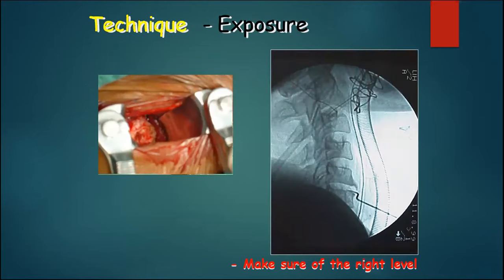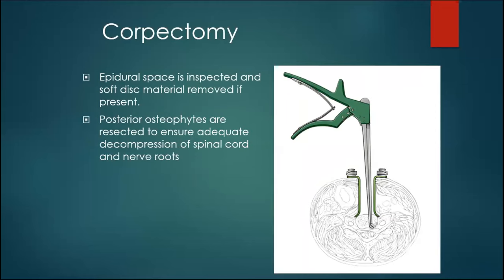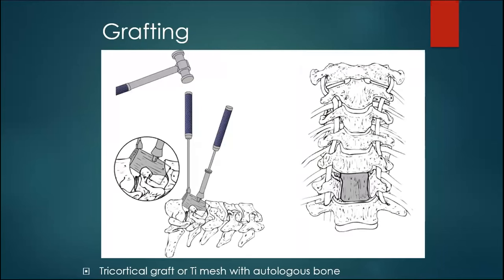You mark the level, you decide that you're at the right level. And then of course you do the decompression. When you're doing a corpectomy, we resect the anterior half of the vertebral body so that we can get that bone for a graft. And then we use the drill further down. It's very important to make sure that you have interrogated the epidural space and that you have removed the posterior osteophytes adequately to cause decompression. And finally, you have to remove the posterior longitudinal ligament, all its layers, so you're right down to the dura. And then you can put in your graft, whichever way you want.